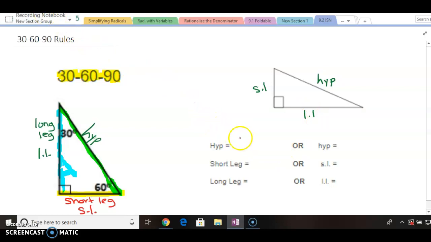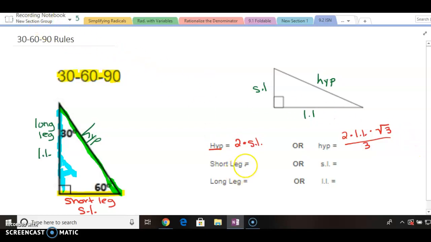All right, so if I'm trying to find my hypotenuse, and I know my short leg, my hypotenuse is just 2 times my short leg. Okay, if you want to write this out, that's fine. If SL is confusing to you, write it out, short leg. Or if I have my long leg, my hypotenuse can be found by 2 times long leg times square root of 3 over 3.